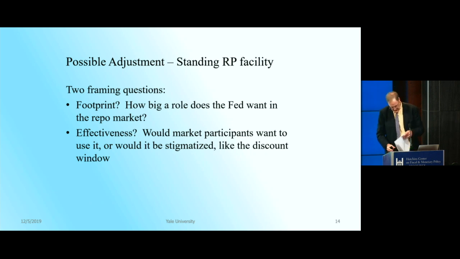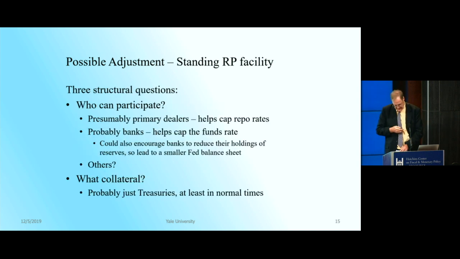Two kind of framing questions are, first, the issue of footprint. How big a role does the Fed want in the repo market? Again, back in 2014, they didn't want that big a role, and so they may still not want that big a role. The second question is effectiveness. How effective would this be? Would market participants want to use it? Would it too be stigmatized, like the discount window is? So these are tricky issues that you'd have to bear in mind as you think about the structural questions of how would you design a standing RP facility.